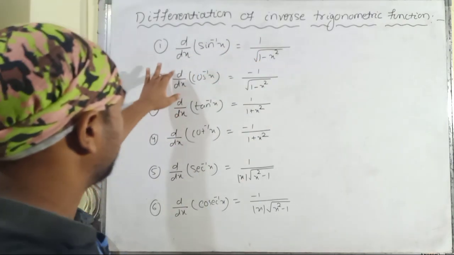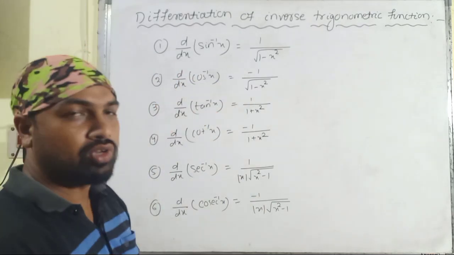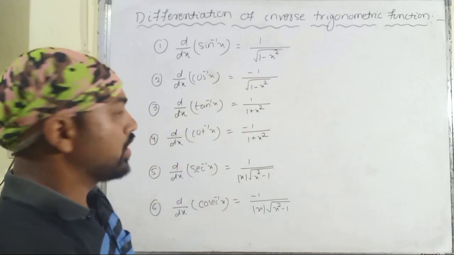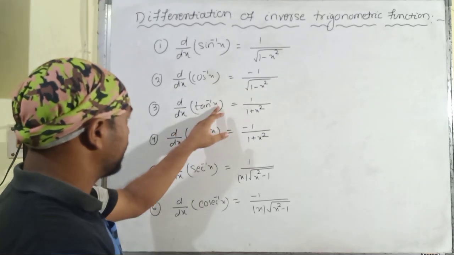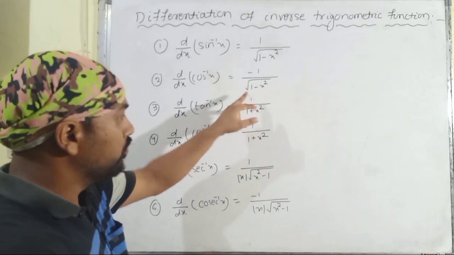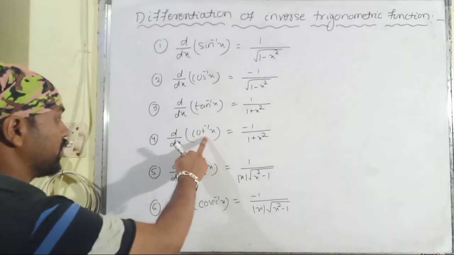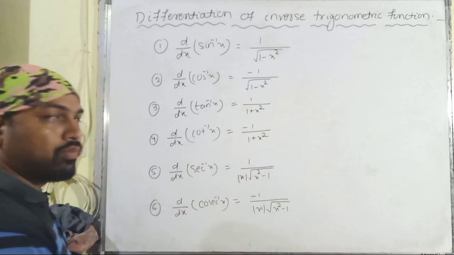The second one is differentiation of cos inverse x with respect to x. It is minus 1 upon square root of 1 minus x square. Then the third one is differentiation of tan inverse x with respect to x. It is 1 upon 1 plus x square. The fourth one is differentiation of cot inverse x with respect to x. It is minus 1 upon 1 plus x square.